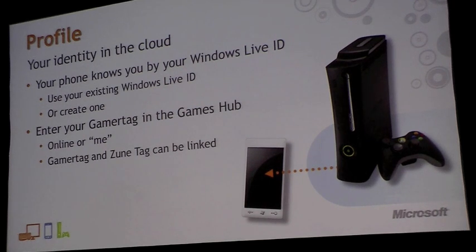So when you turn on your phone for the first time, it will ask you to create a new Windows Live ID or enter an existing one. And if you don't have a gamer tag, when you go to the Games Hub, it will ask you to create one there. And if you still wish to remain offline, then you can use the embedded me profile within the phone.